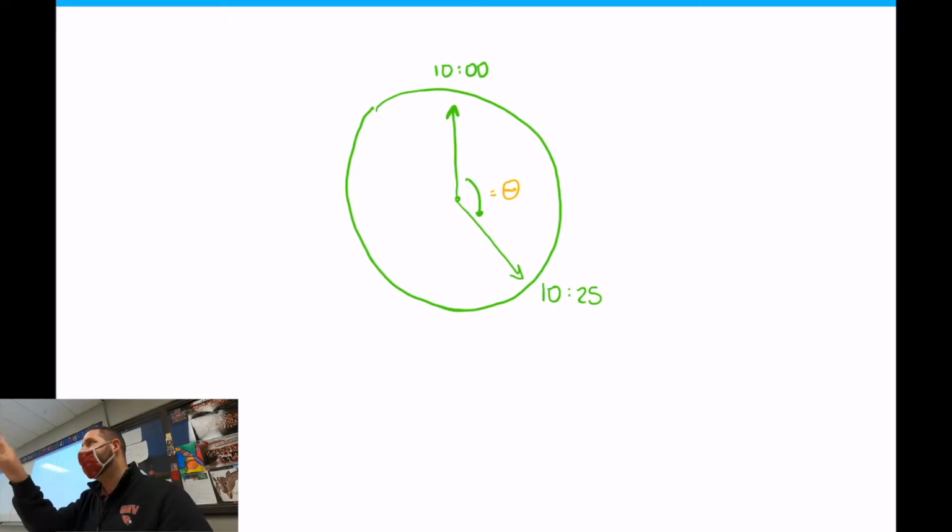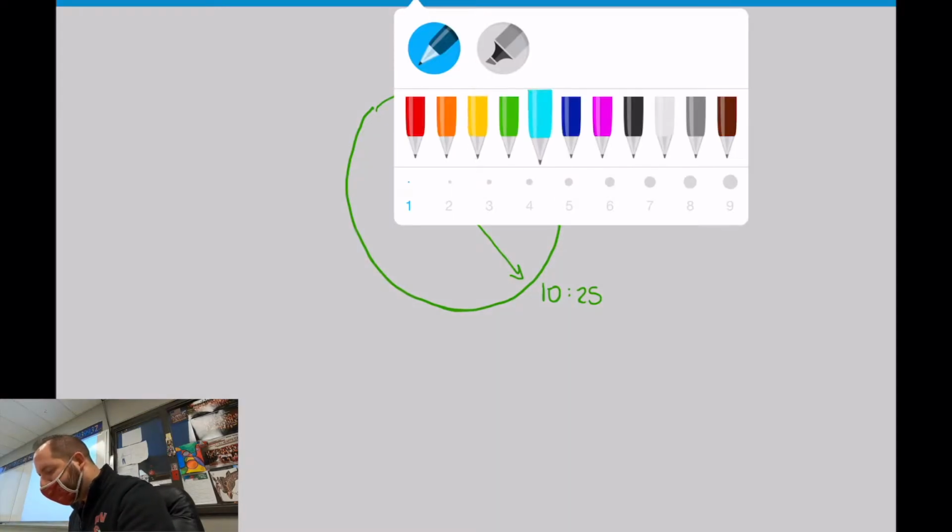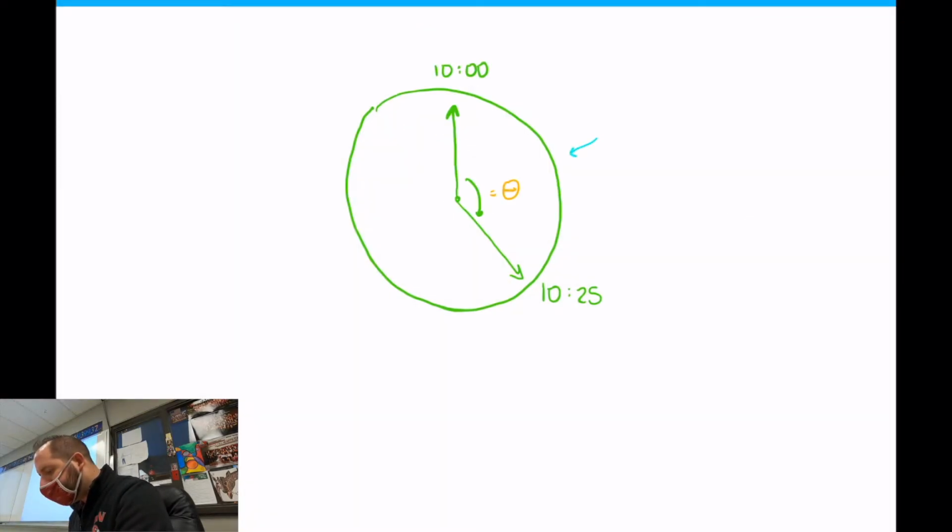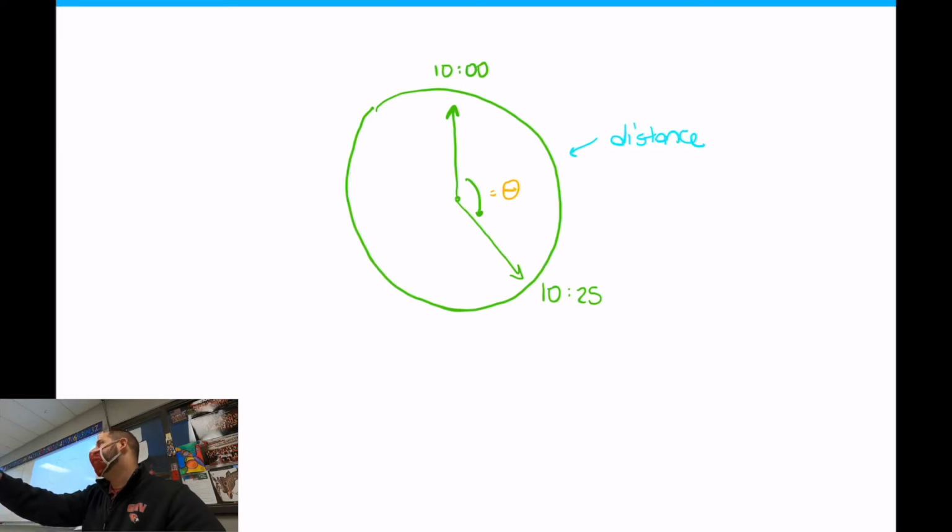So the actual angle that you turned. And then the distance that you traveled along that circular path, this distance, if you were staying on the edge of the clock hand. Or if that was a car tire, how far did you rotate on the ground? How far did you roll?